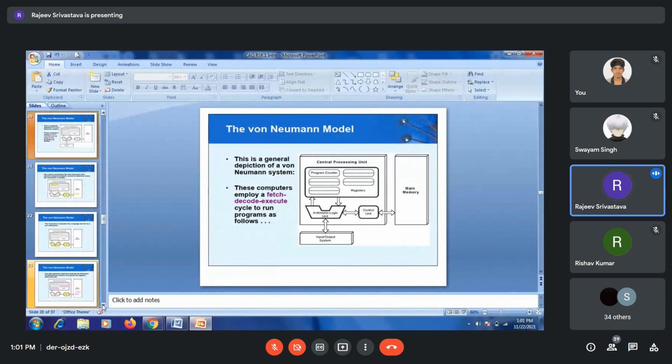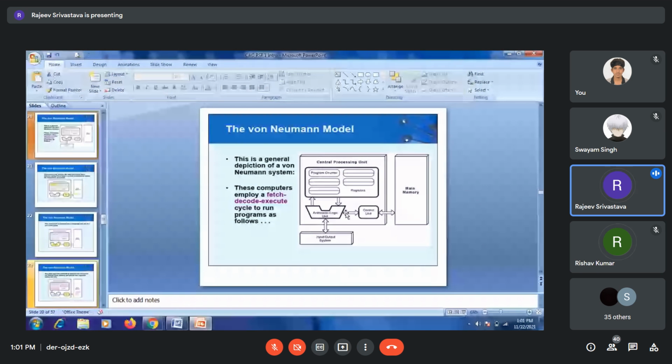Just to show some more about the John von Neumann model. This is just to make you clear what von Neumann has actually done. What a great thing. This is a general depiction of the von Neumann system. These computers employ a fetch, decode, execute cycle. Because instructions are stored in memory, an instruction has to be fetched from main memory, then decoded, then executed. So these are the three processes: fetch, decode, execute.